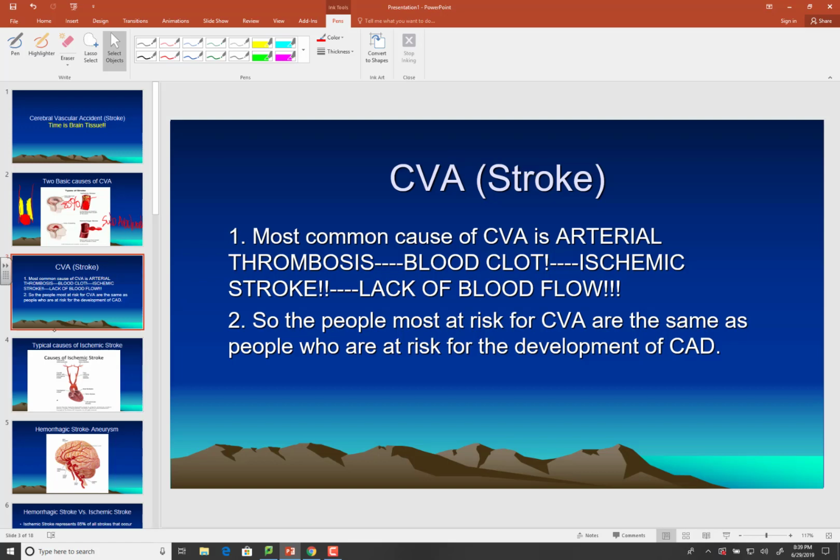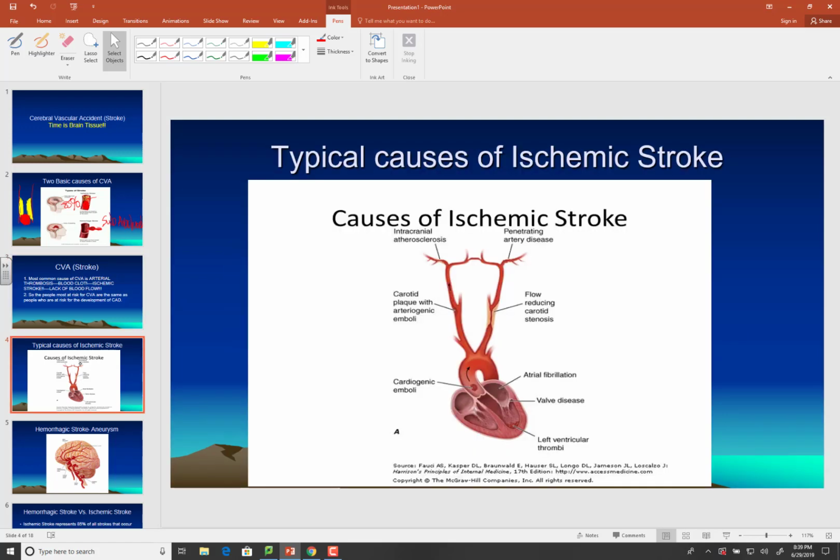So let's look at this a little bit, the causes of ischemic stroke. There's a few different causes, and I'm going to explain each one as we go through it. Number one, the biggest cause, as I said to you before, is cholesterol buildup in your carotid arteries or other major arteries of the brain, ultimately leading to narrowing of that artery and then the formation of a blood clot.